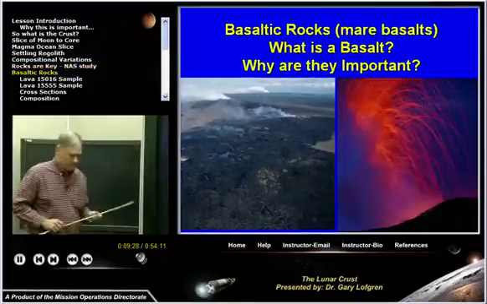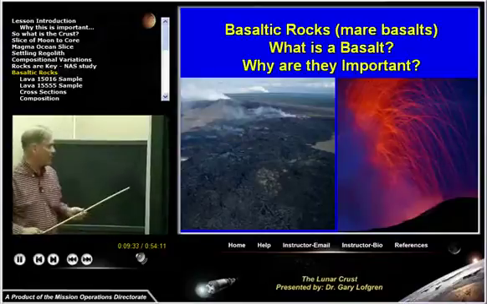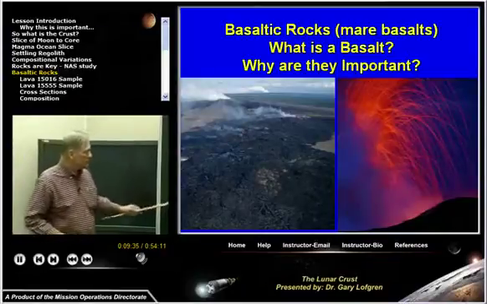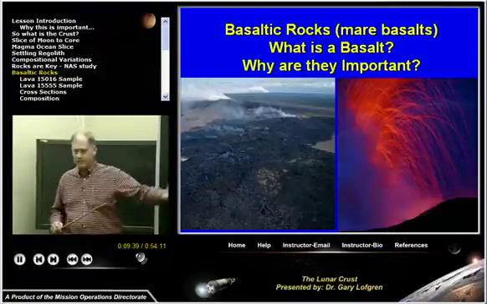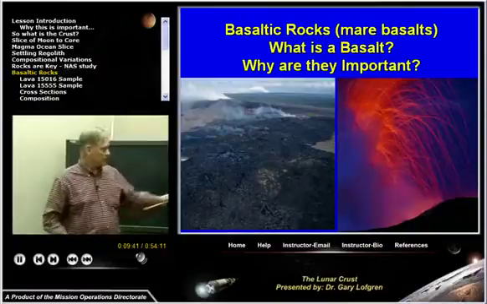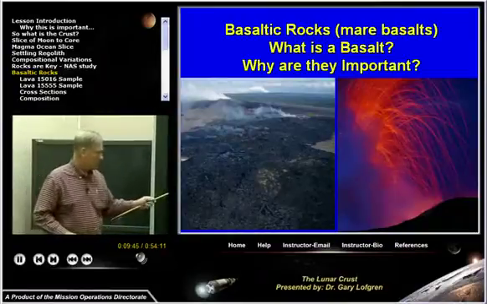One of the common ones that we find easiest to collect, easiest to see, are the basaltic rocks. These are an eruption in Hawaii. This is some fire fountaining in Hawaii. Later you'll see why that's important. But these are volcanic processes that we've been able to observe. We know a lot about it on the Earth.